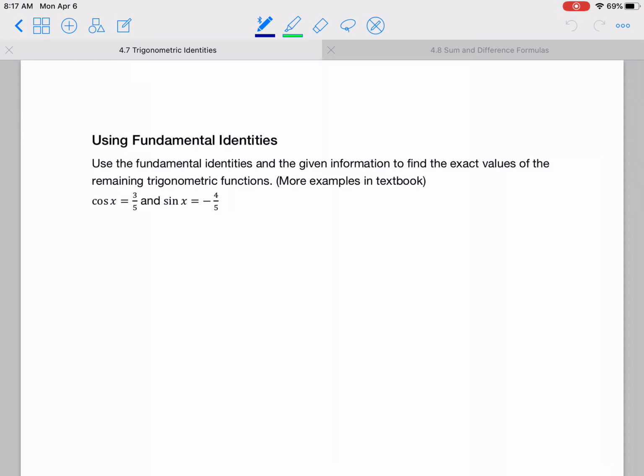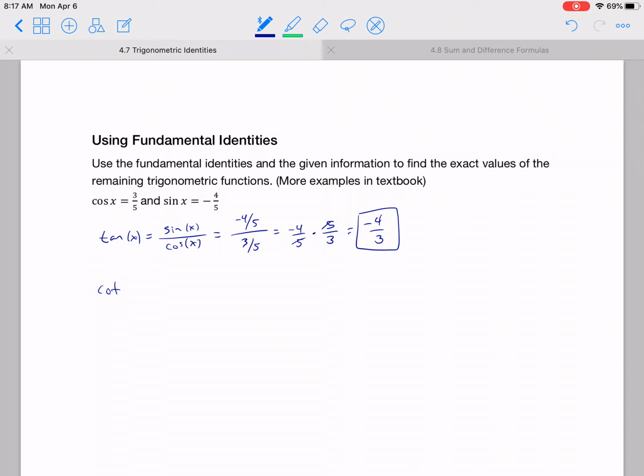Use the fundamental identities and the given information to find the exact values of the remaining trigonometric functions. You can see more of this in the textbook. So first off, we know cosine is 3/5 and sine of x is negative 4/5. So let's start with tangent, because tangent of x we can define as sine of x over cosine of x, and therefore we end up with negative 4/5 over 3/5, which is negative 4/5 times the reciprocal of what was on the bottom, 5/3. The 5s will cancel, and we're left with negative 4/3. So there's the first one.